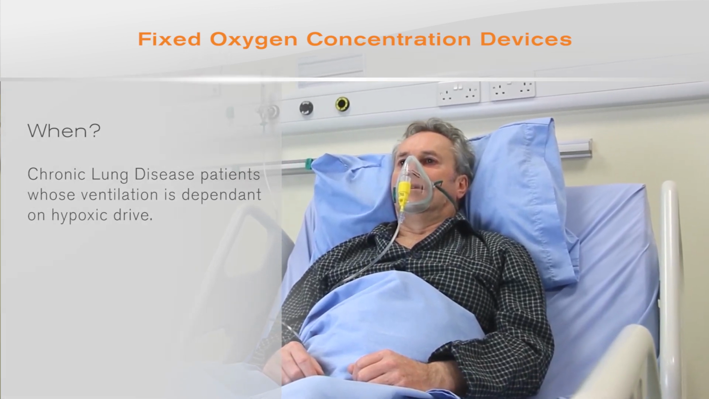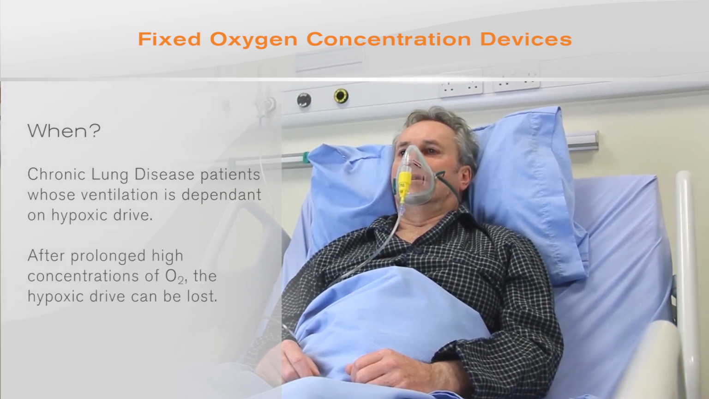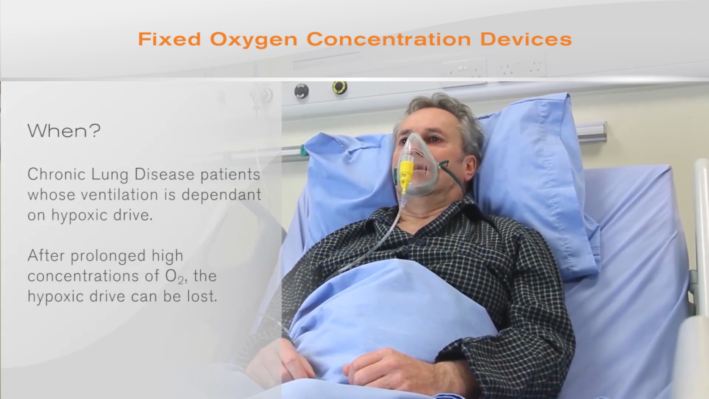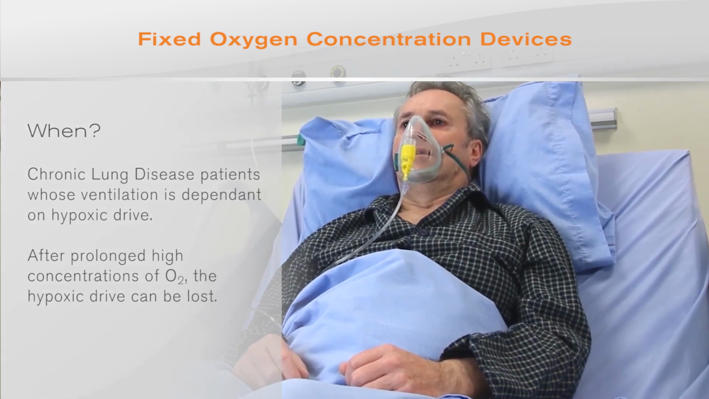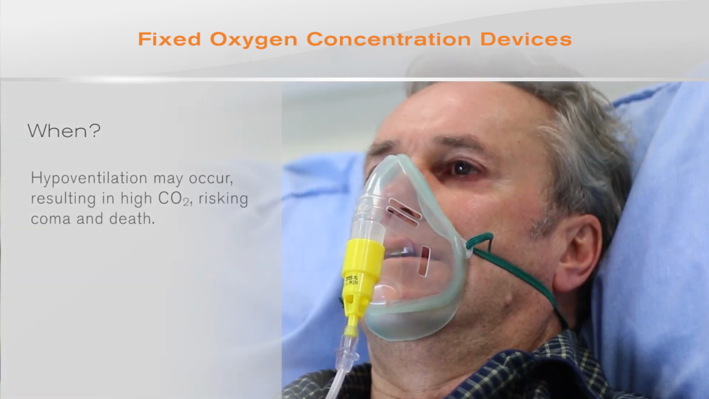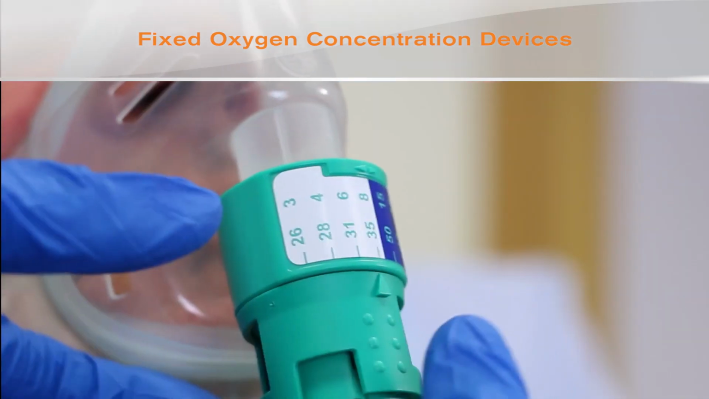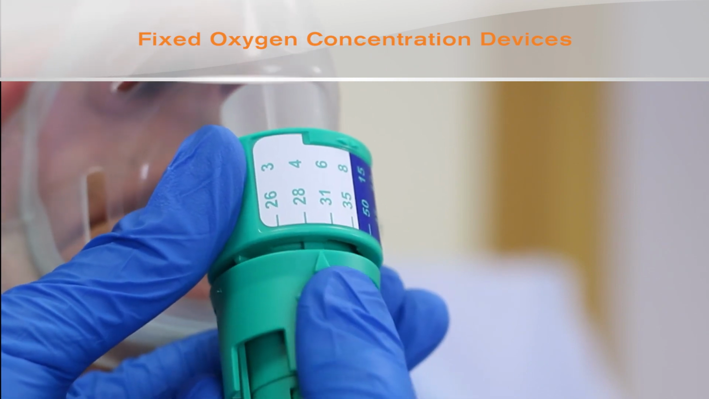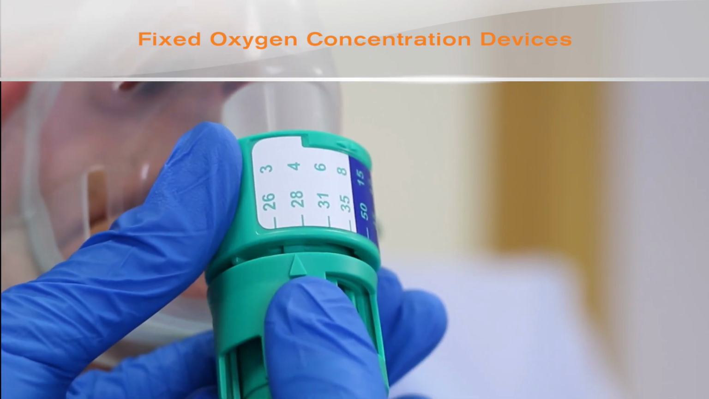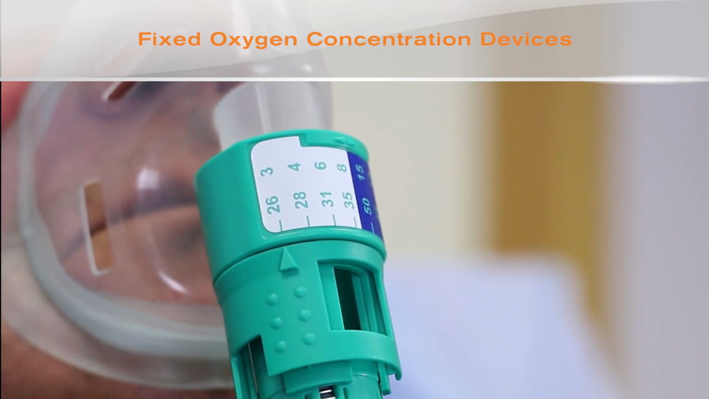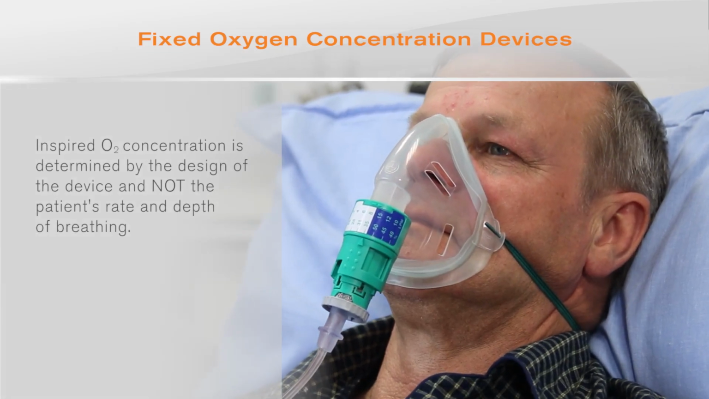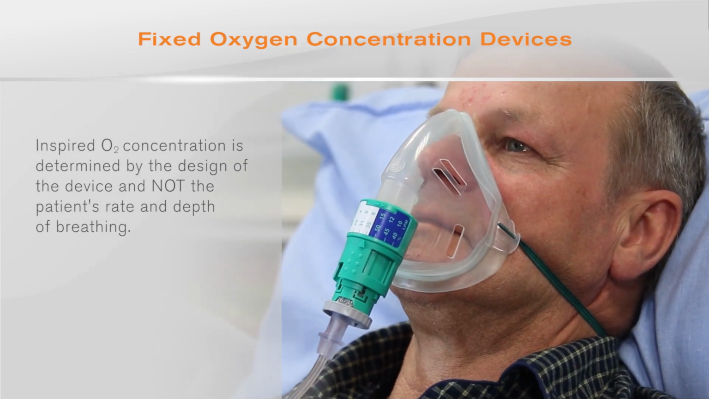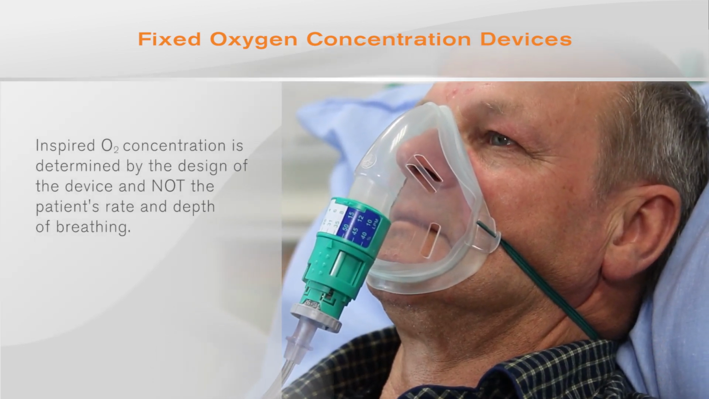If high concentrations of oxygen are given to these patients and their PaO2 increases, this hypoxic respiratory drive can be lost. Hyperventilation may occur and the CO2 will become very high, causing coma and possibly death. A high-flow device, in which the oxygen concentration can be carefully controlled and guided by blood gas measurements, is more appropriate for these patients. The inspired oxygen concentration is determined by the design of the device and not by the patient's rate and depth of breathing.